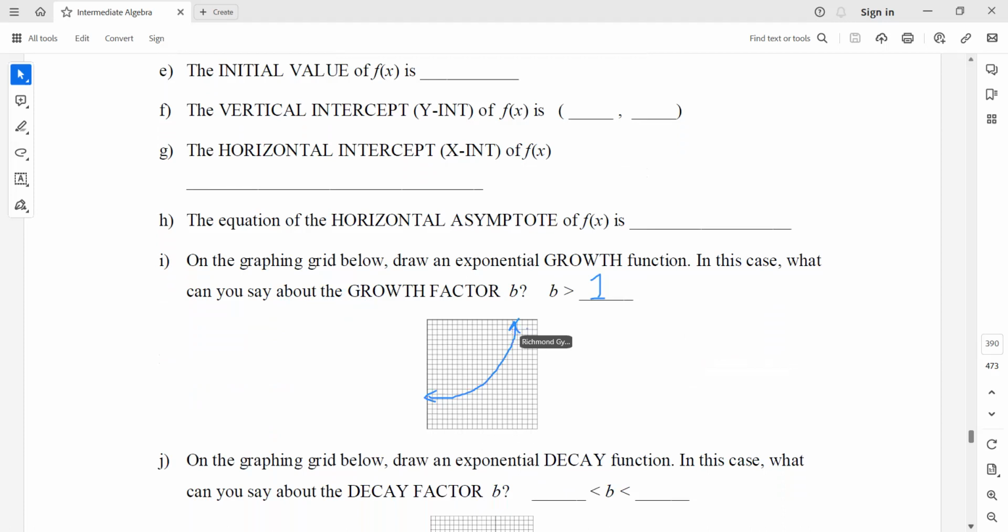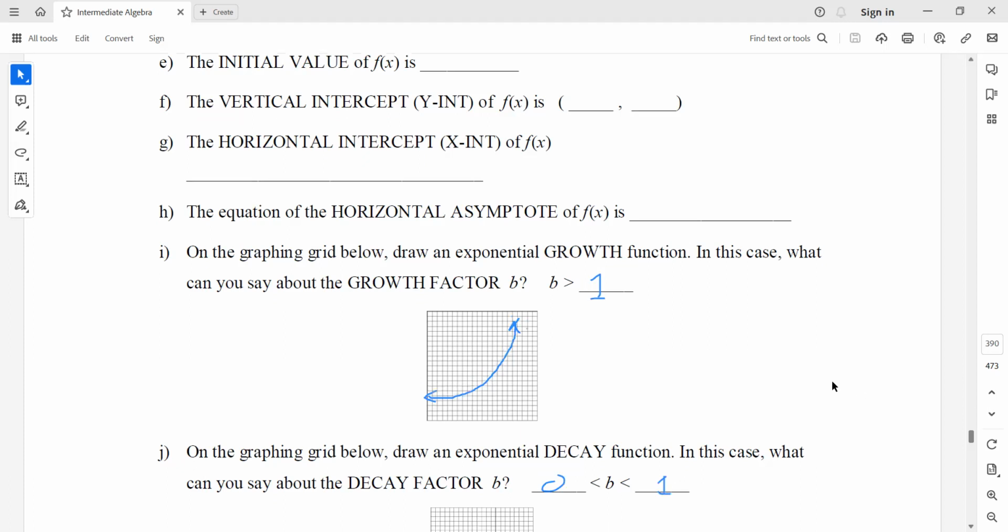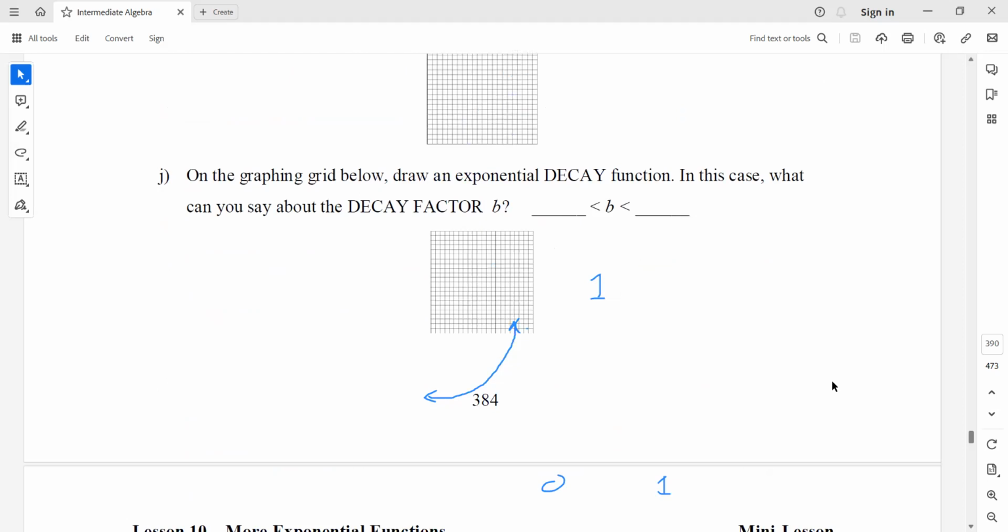Okay. Now, what about for a decay function? b should be greater than 0, but less than 1. And then what about the graph? We're going to have something like that. Okay, all right.